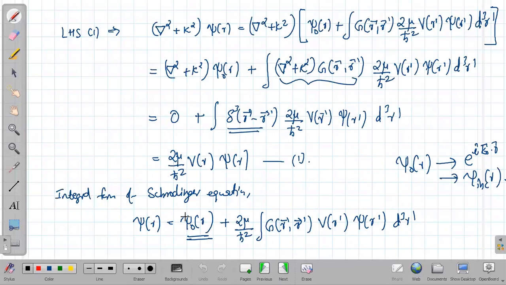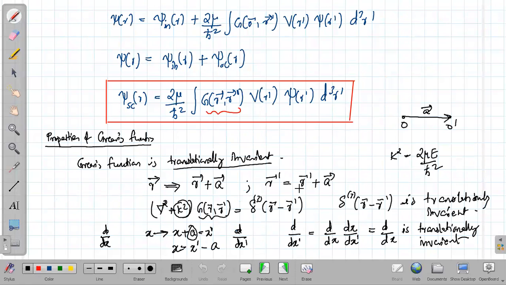Okay, so this can be treated as the integral form of the Schrodinger equation, where the first term can be identified as the incident wave function, because it is a solution for the homogeneous Schrodinger equation. It takes the form e raised to i k dot r, and therefore the scattering wave function can be identified with this expression. So this is an integral form.